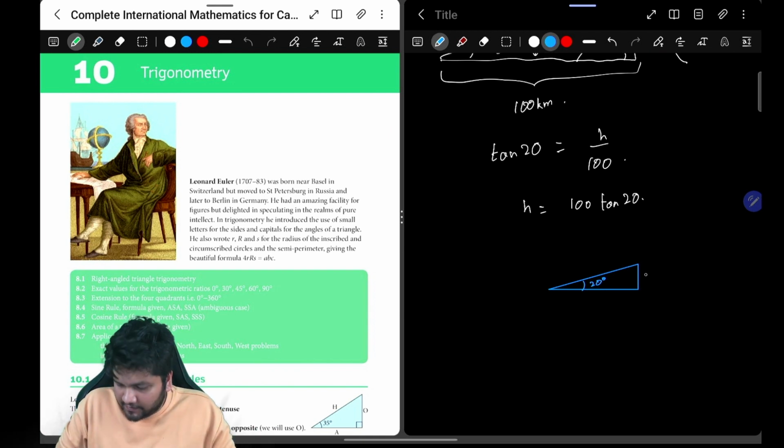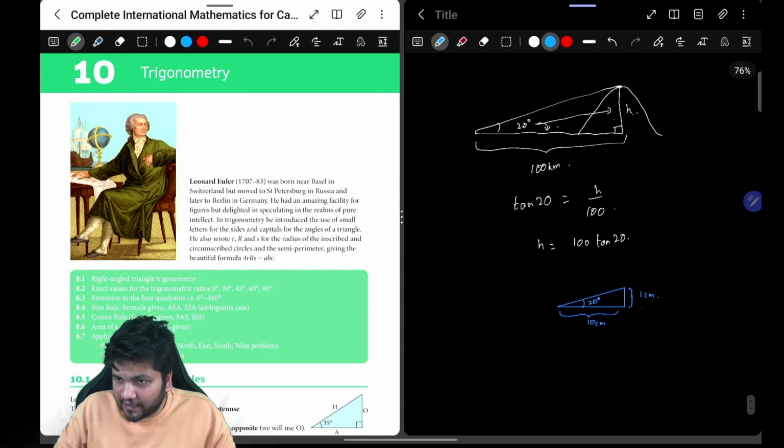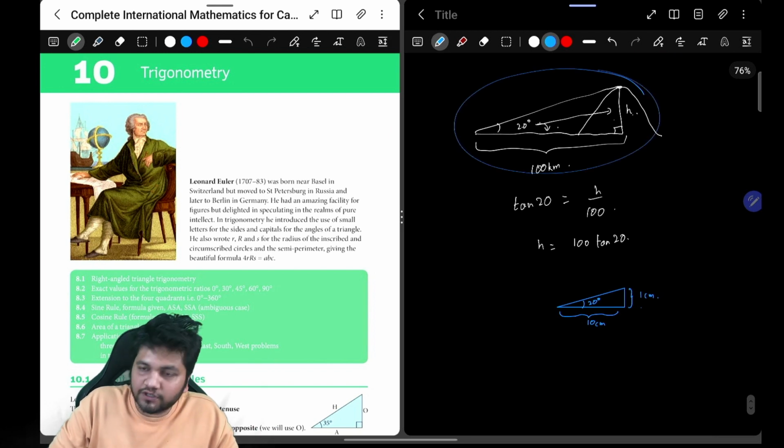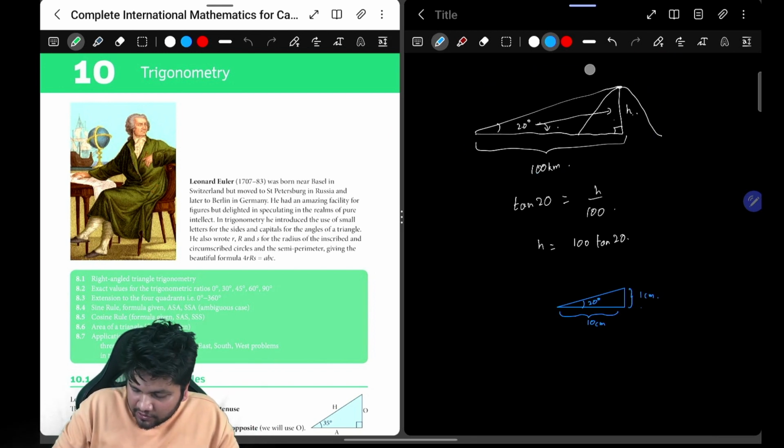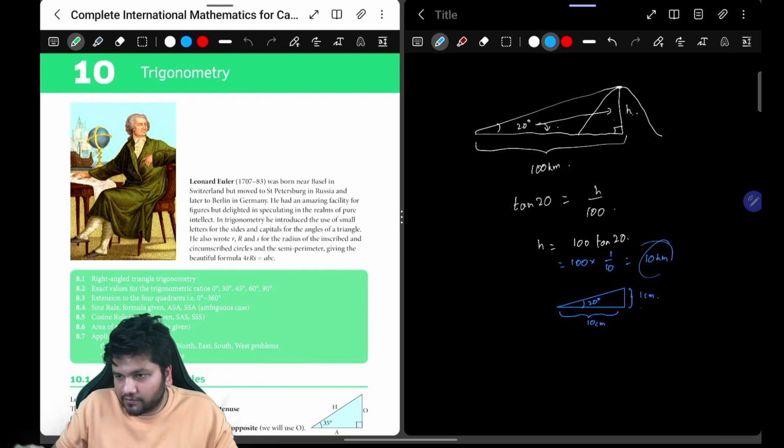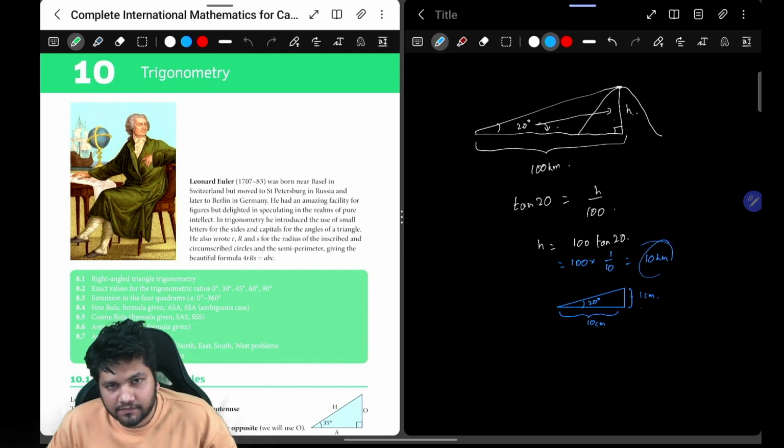Okay, right angle triangle. I will know this much distance, I will know this much distance. Let's say this is 1 and this is 10 centimeters. So obviously this blue triangle is similar to this white huge triangle, correct? So I know tan 20 is just 1 by 10, so I'll just put 100 into 1 by 10 and I'll get 10 kilometer as my answer. So that's the height of the Mount Everest, correct? So that's the major application.